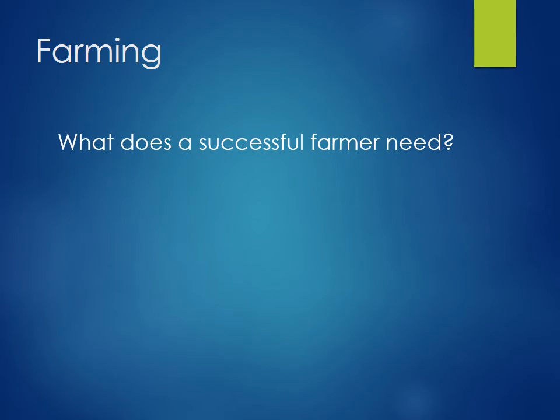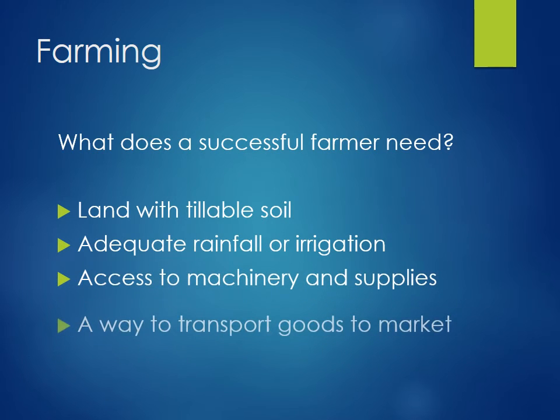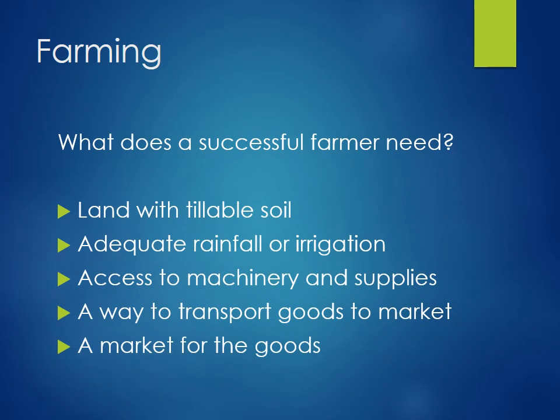And next you have farming. What does a successful farmer need? He needs land with tillable soil, land that he can plow and plant seeds into. You need adequate rainfall, of course, irrigation. Plants need water to grow. You eventually need access to machinery and supplies.